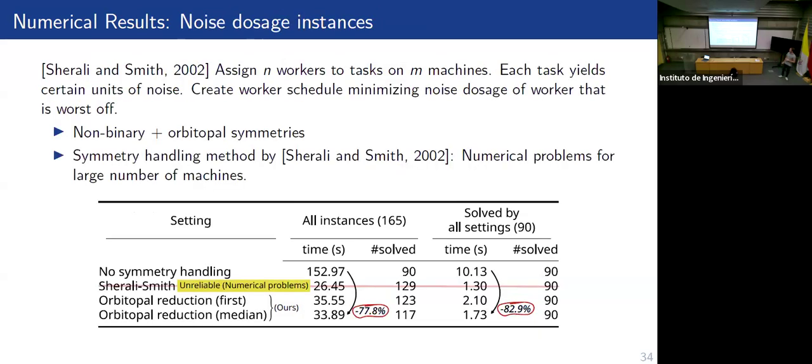We also looked at Charla and Smith. This is a non-binary problem, which means that the standard SCIP methods are not able to handle these symmetries because they were only implemented for binary problems. We also compared to Charla and Smith's method, which adds numerically unstable cuts to the problem, and that caused many instances to claim that certain solutions were optimal, whereas when we ran the same model, we found even better optimal values, which means that the introduction of numerically unstable linear constraints led to the guarantee of this optimality basically being lost.